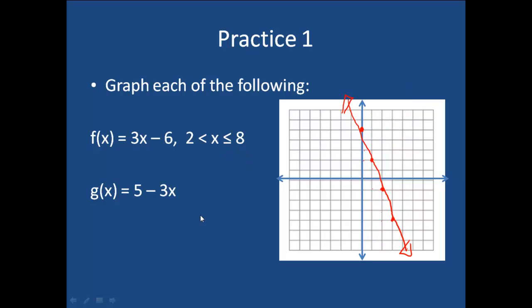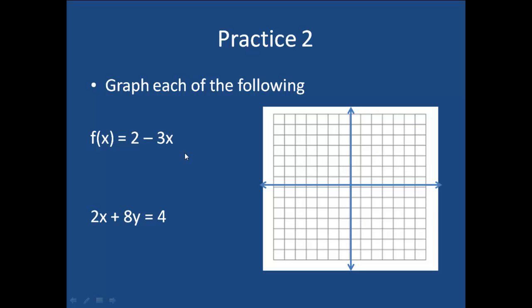Alright, on g of x, hopefully you didn't get stumped on this one. This one, start at your intercept of 5 up here. Your slope is -3, so I plotted my points. There was no domain restriction, so this one is just a regular line. Nothing to cut, just a regular line for that one.